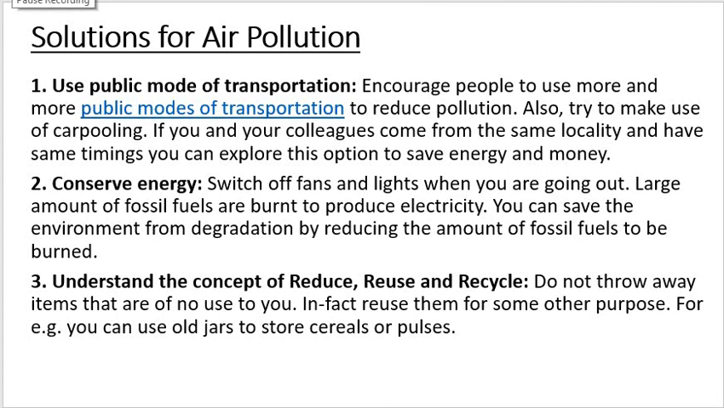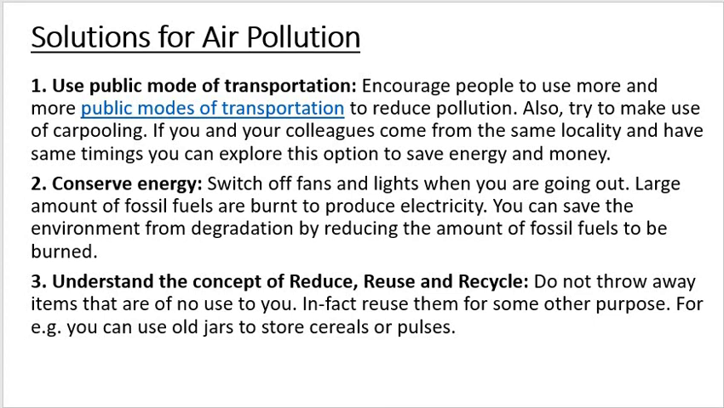Take the example of the Metrobus. Although it takes some time to reach your final destination, you can see that it saves the environment compared with private transport or any other vehicle which is creating noise pollution and air pollution.